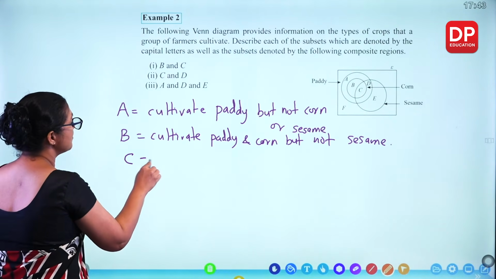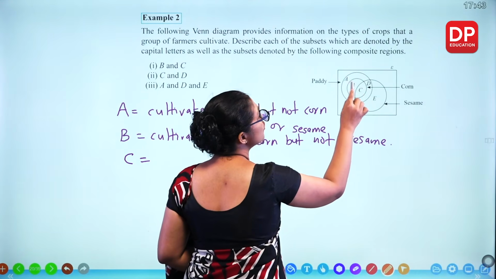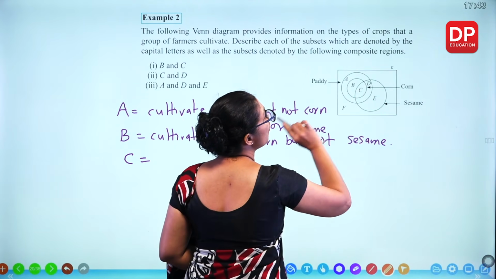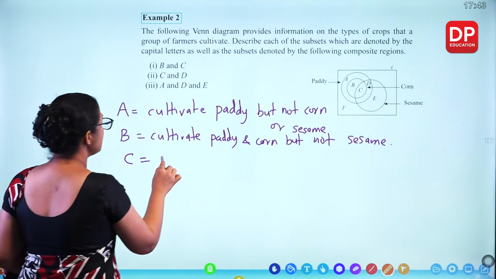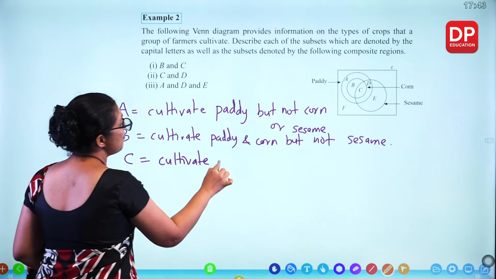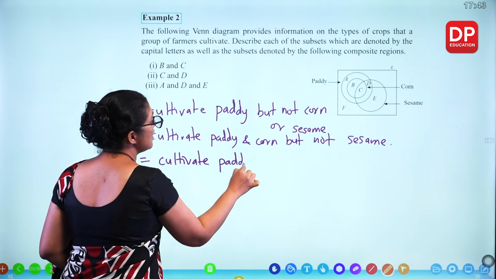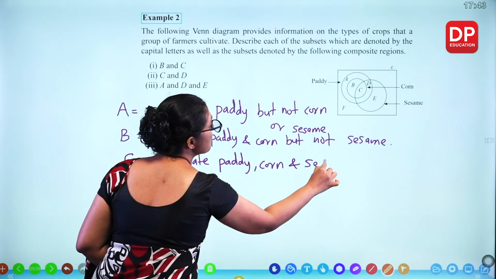Now what's C? C is this region. So it belongs to paddy, belongs to corn as well as sesame. So cultivate paddy, corn and sesame.